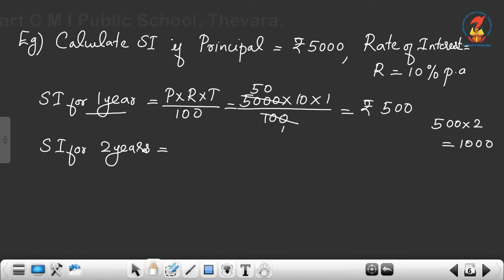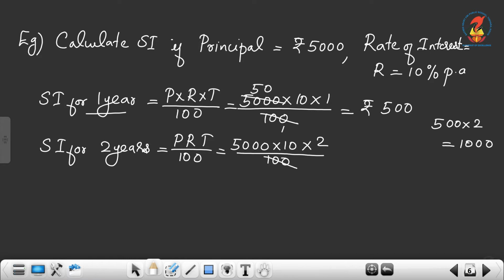Suppose if you apply the formula, how can you find out? P into R into T divided by 100 equals 5000 into 10 into T, number of years, 2, divided by 100. So we can cancel 100 and 5000, we will get 50. So 50 into 10 into 2, what is the answer? Rupees 1000. So the simple interest for 2 years is 1000.